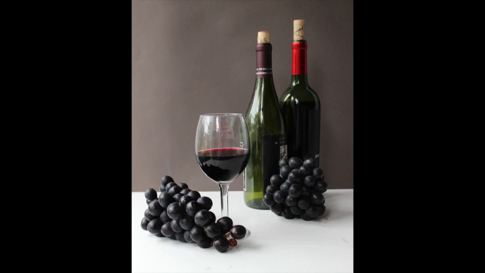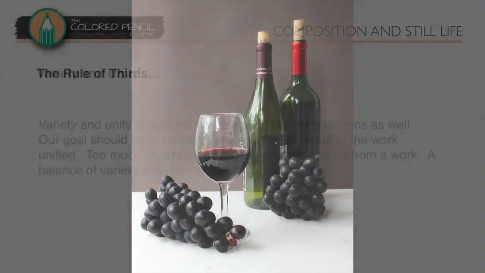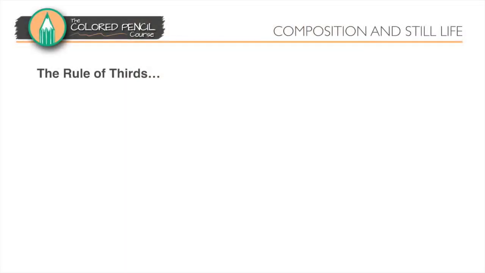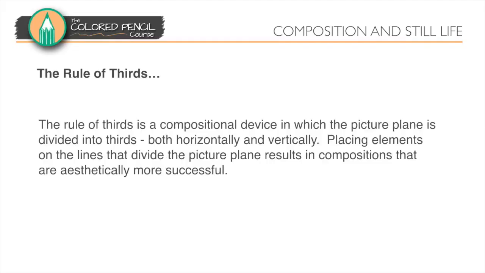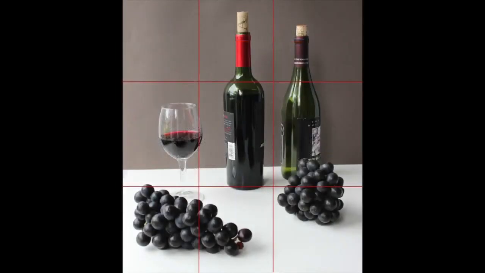While there is variety and space between the elements, they are overlapping in areas, creating a sense of unity. Let's next take a look at the rule of thirds. The rule of thirds is a compositional device in which the picture plane is divided into thirds, both horizontally and vertically. Placing elements on the lines that divide the picture plane results in compositions that are aesthetically more successful. Let's take a look at our compositions in relation to the rule of thirds.